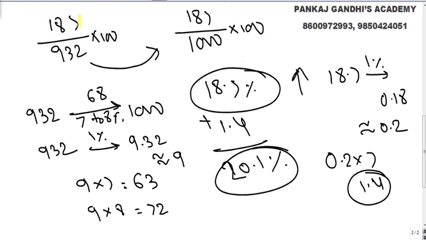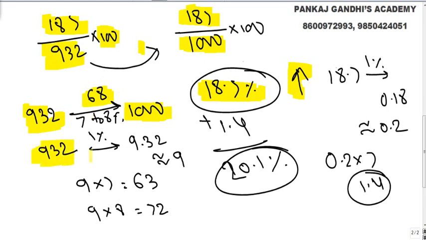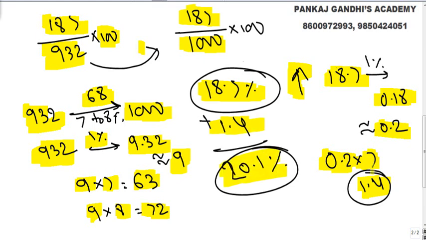Approximation, these are new concepts, so they may take time for you to understand. 187 upon 932 into 100. We make the denominator round figure 1000. We get the answer. We have increased the denominator and we have solved, so answer should be increased. But by how much? Denominator from 932 we have made 1000. We have increased by 68. What is 1% of 932? 9.32, nearly 9. 9 sevens are 63. 9 eights are 72. So we need to increase the answer by nearly 7 to 8%. Now what is the answer's 1%? 0.18, nearly 0.2. So 7% will be 0.14, added by 1.4. So we get this.